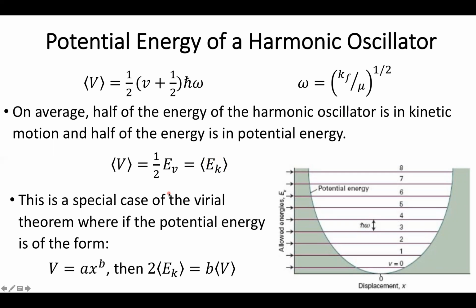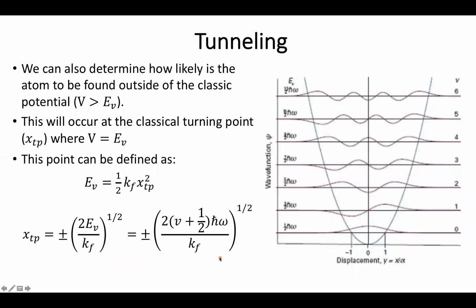But it is also worth noting that this is a special case of a virial theorem, which is if you have any potential energy, V equals any constant times the position to an exponential power, you can actually relate the kinetic energy to the potential energy, as twice the kinetic energy is going to be equal to the polynomial factor times the potential. In this case, we are a quadratic equation, so B was 2, so potential is equal to kinetic. Again, a very kind of cool feature.